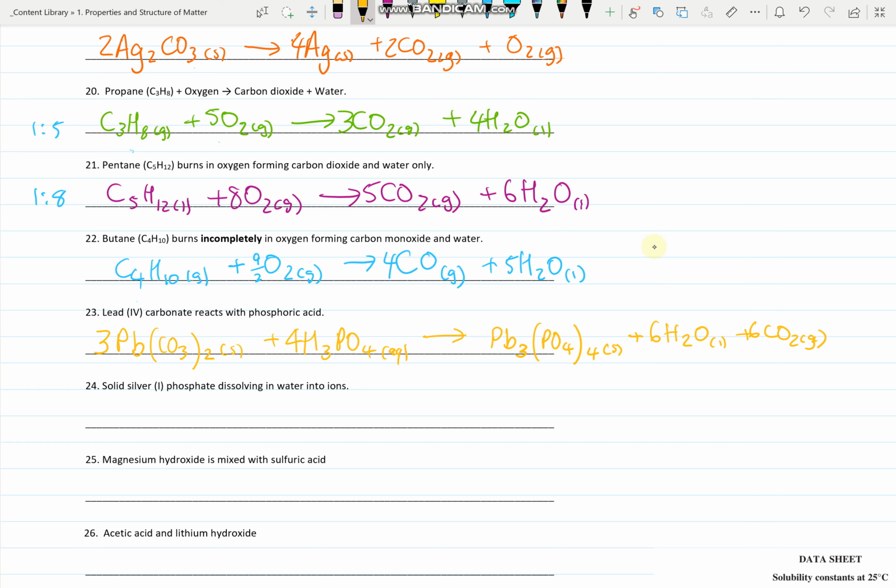6 oxygens. I feel like 6. No, there's 18 oxygens, and I've got 18 oxygens. This looks right. Hydrogens are 12 and 12. Phosphates are good. Wow, that was tricky.